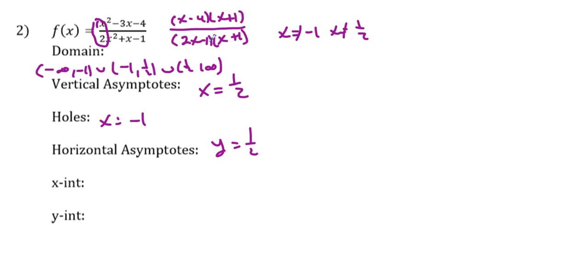X-intercepts. Well, I'm going to look up here because I could have written this like this: x minus 4 over 2x minus 1. And when I solve for that, I'm going to get basically 4 over negative 1, so 4. So I'm going to have an x-intercept of (4, 0). And when I solve for my y, I'm going to get 4. All right?